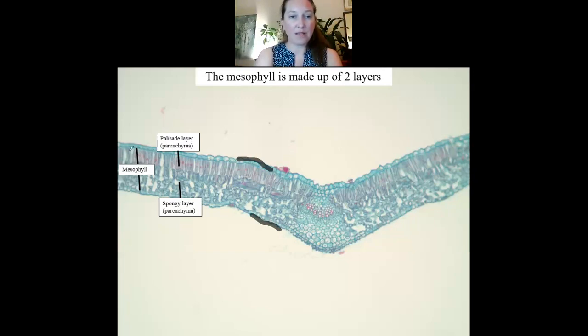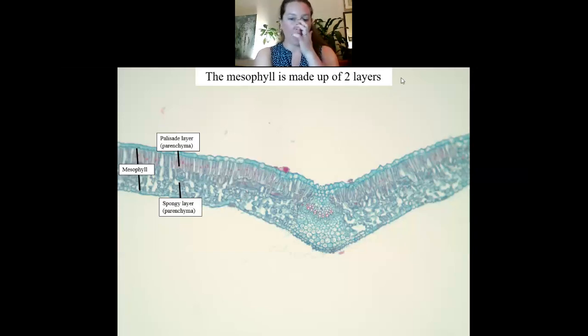So we can see here mesophyll. The top part where they're kind of like vertical long cells is called the Palisade Layer of the mesophyll. And then the part underneath it, where it's a little less organized and more random, is called the Spongy layer of mesophyll.